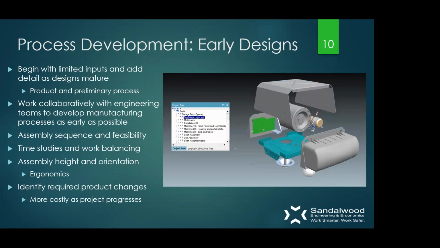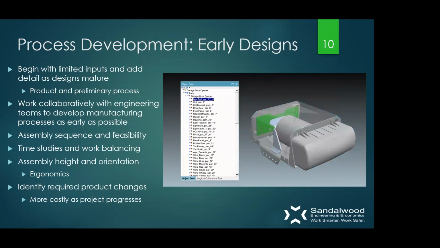Very critical, if we can identify any kind of major roadblocks or issues, we can usually get product changes implemented before they become really costly. As we all know, issues and problems become exponentially more expensive as the project progresses. So if we can catch these things early, we can resolve them pretty easily.